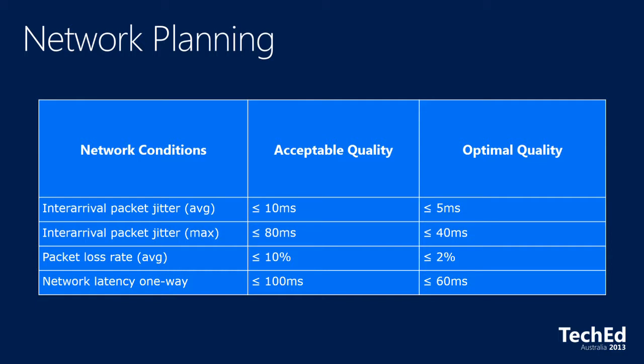So when we're doing network planning, these are some of the goals you want to be looking for in terms of your network performance. Again, it's in the deck there for reference if you want to download it. But this is the optimal quality here, so key stats on jitter and packet loss and latency.